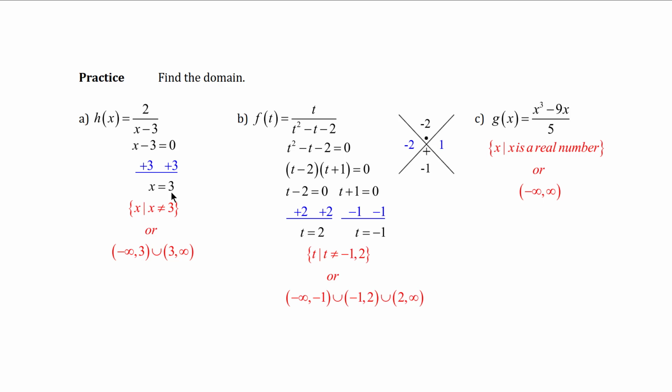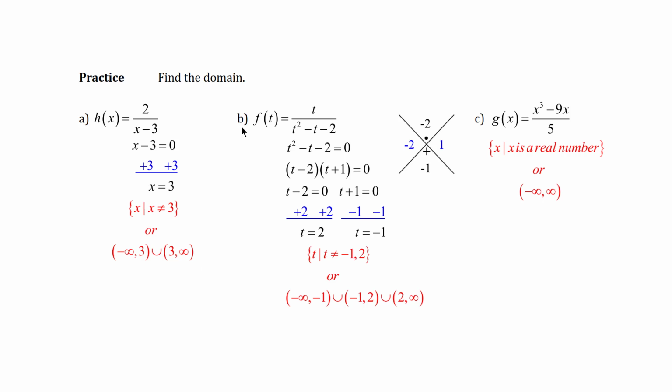From here, we could write our domain in set notation, which is a set of curly brackets, x such that x is not equal to 3, or we could write our domain using interval notation. I have parenthesis, negative infinity, comma 3, close parenthesis, union, parenthesis 3 comma infinity, close parenthesis.